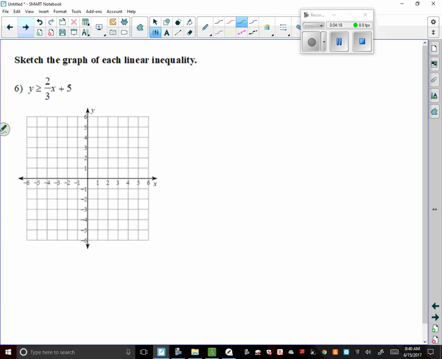Similar idea here, except that this is an inequality, so we have to keep in mind whether our line will be dashed or solid, and whether we're shading above or below. The y-intercept is 5, and the slope is 2/3, so I'm going up 2 and over 3, which doesn't really fit. You can also go down 2 and to the left 3, down 2 and to the left 3. Because the inequality is greater than or equal to, it's a solid line, which means I want to include the points that lie on the line. And y is greater than, so I shade above.